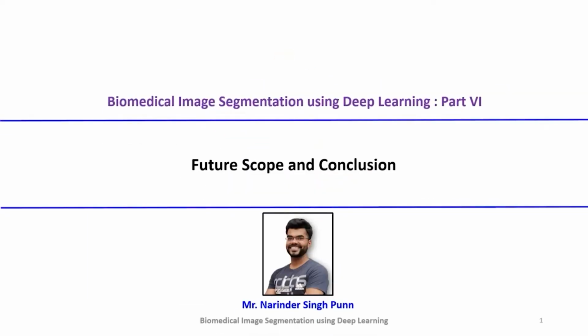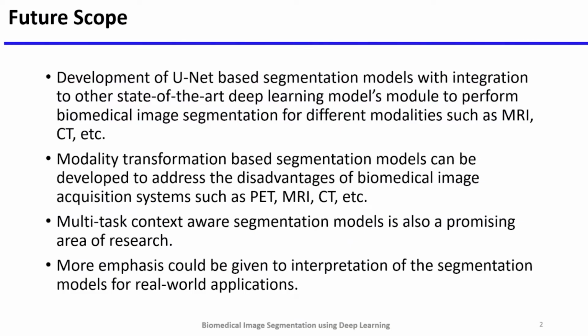Now we are at the final part of the tutorial where we will cover our future research directions and concluding remarks in the area of biomedical image segmentation. In future, we can extend with several improvements in the UNet-based segmentation models by integrating them with other deep learning modules to perform biomedical image segmentation on other medical imaging like MRI, X-ray, PET, etc. To address the harmfulness of radiation-based imaging such as CT, MRI, or PET, modality transformation-based approaches can also be explored, which can later be tuned with multimodality fusion-based segmentation approaches.